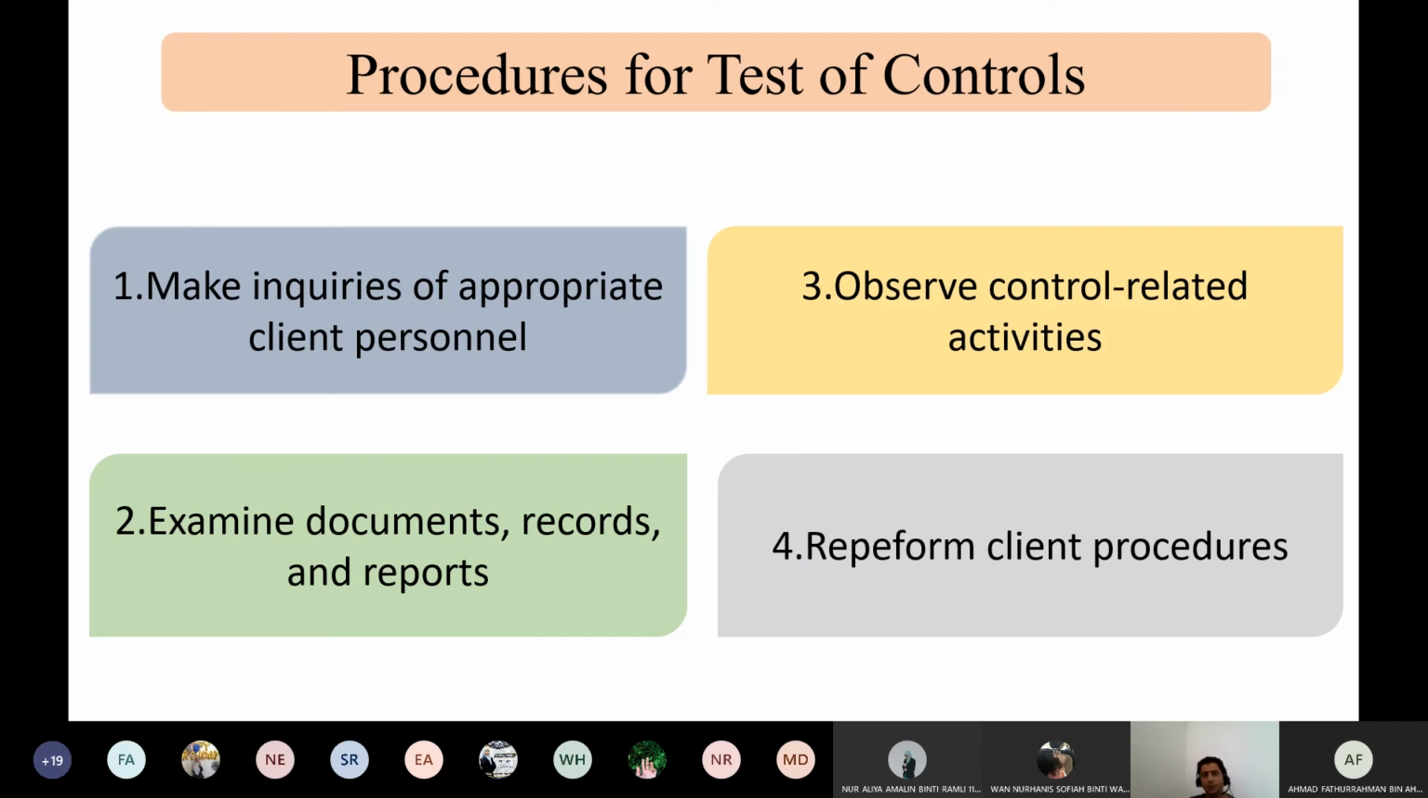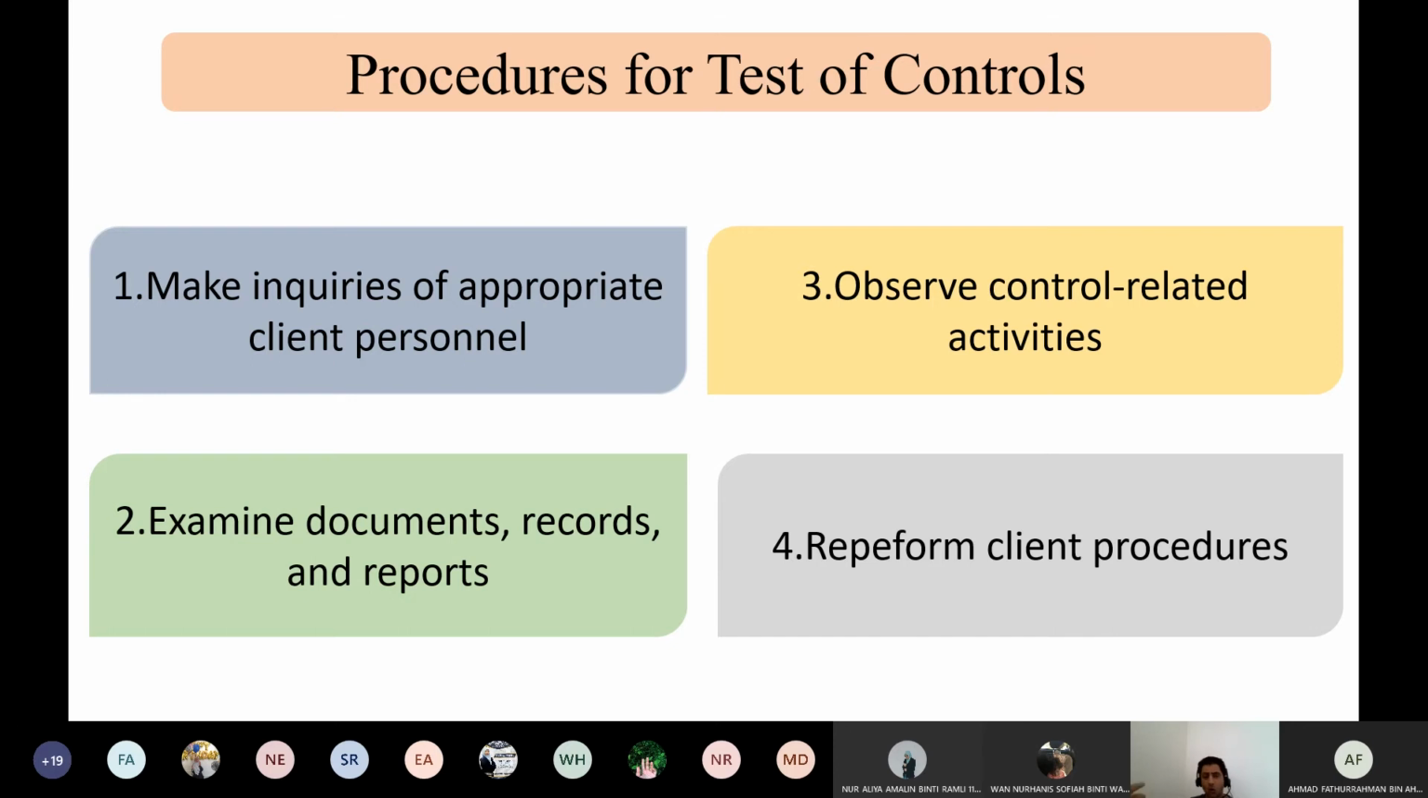What are the procedures for tests of control? Number 1, making an inquiry of appropriate client personnel. So we acquire information from the related parties within the client company. Number 2 is examining the documents, records, and reports. Number 3 is observing the control-related activities. Number 4, reperforming the client procedures. Okay, so those are the 4 procedures that the auditor should perform.